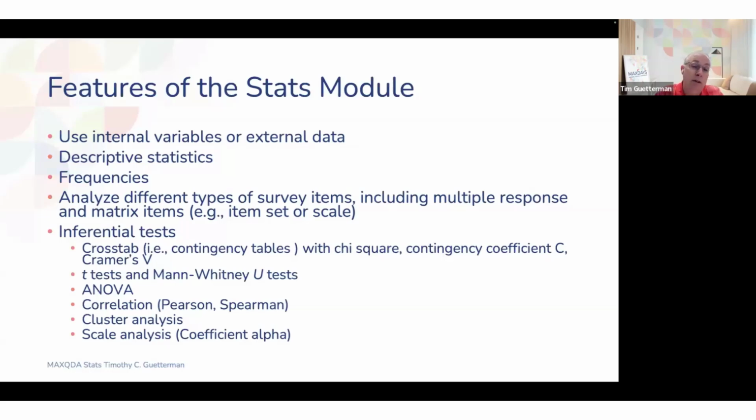And then that takes us to inferential tests. And there are a lot of options here. Just for full disclosure, this MAXQDA Stats doesn't do incredibly advanced statistical analysis, but it does handle all of the basics, and it does so really quite well. So things like running crosstabs of categorical data, t-tests, or Mann-Whitney U tests, depending on what your data types are, running analysis of variance, correlations, different types of correlations, cluster analysis, and then also some scale analysis.